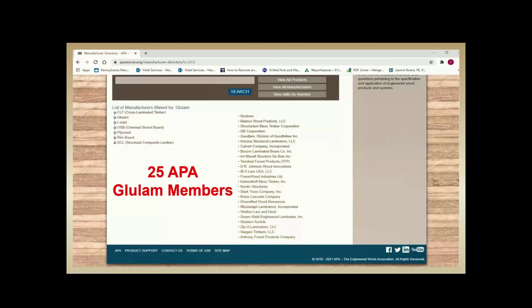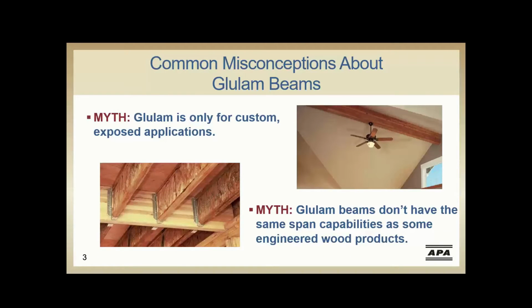Today, I'm going to go over some of the design tools that APA's developed that'll help you in specifying glulam and, kind of demystify a little bit for you. But first, I'd like to start talking about some misconceptions. When I go talk to people about glulam, if they're not familiar with it, there's a lot of misconceptions about glulam. So I will run through some of the myths.